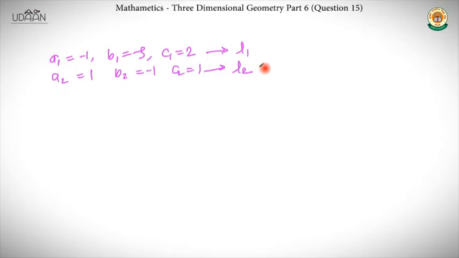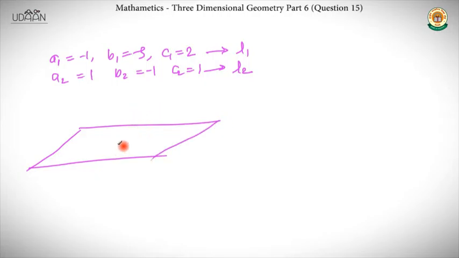Okay, so now we know that the final plane is going to be parallel to these two lines. That is, this is our final plane, this is line L1 and this is line L2. So the plane is parallel to both these lines. So the normal to the plane would be perpendicular to both these lines.